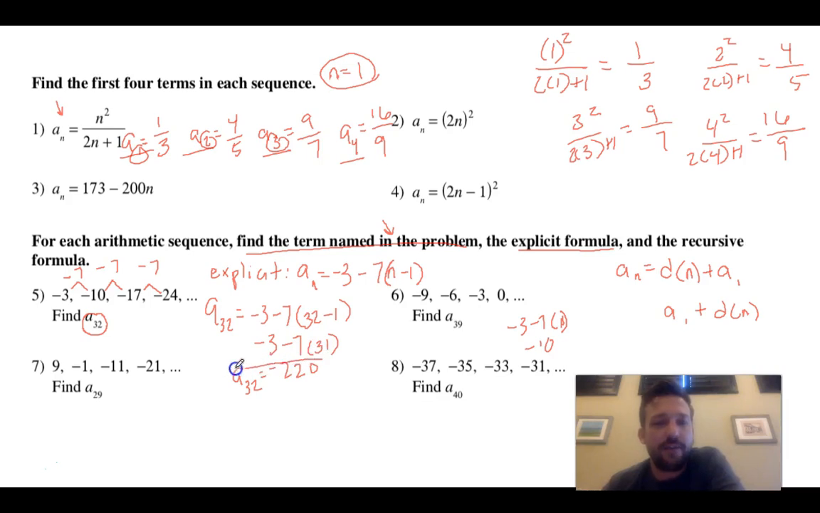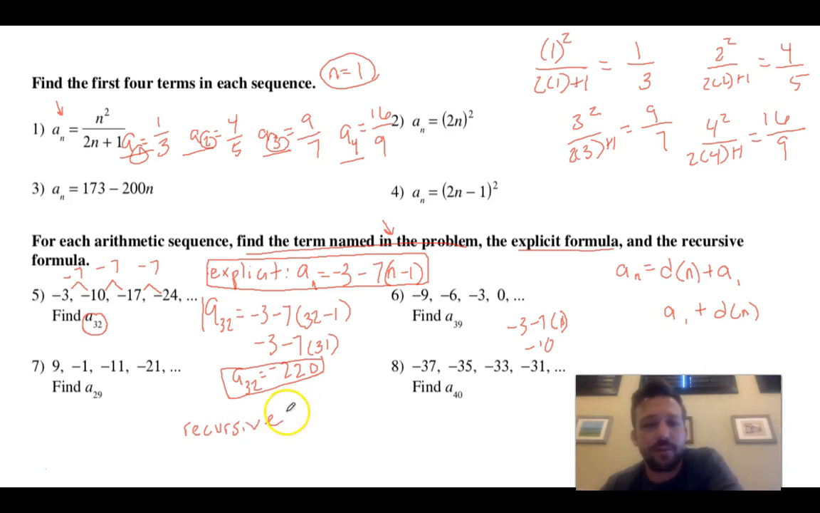And so now I have found the 32nd term. I have found the explicit formula. Okay, and now I need to find the recursive formula. Recursive formula. Okay, so in order to do this, you start out with a sub n equals, because it's whatever term you're trying to find. And what you're going to need is the previous term.